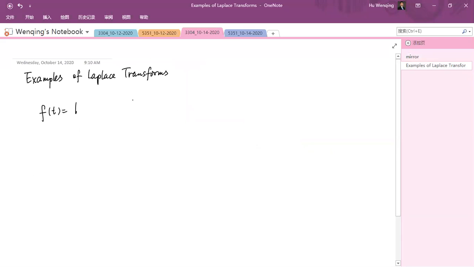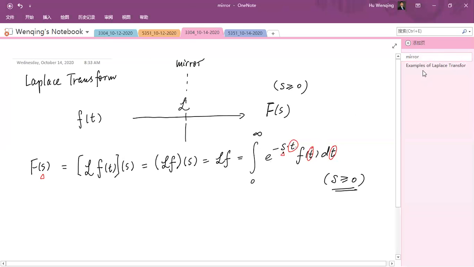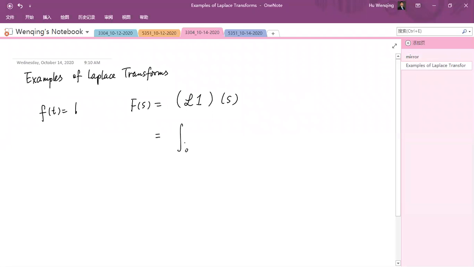So we are going to see that capital F of s is the Laplace transform of 1, with argument s. So that's going to be by definition. You must follow the definition. The definition says that it is an integral from 0 to infinity, e power of minus s t, multiplied by f. Well, f is equal to 1, so that's just 1 dt.